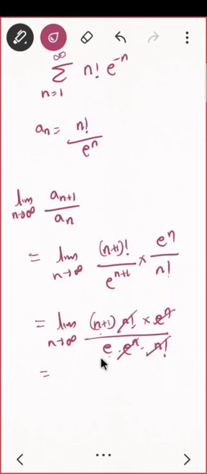Divergent, correct? So what does divergent mean? Actually this limit, whatever it will be, will be greater than 1. So can I say that the summation of a_n is divergent? Yes. Okay.